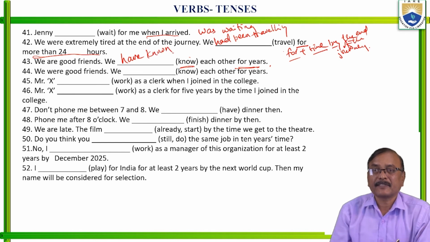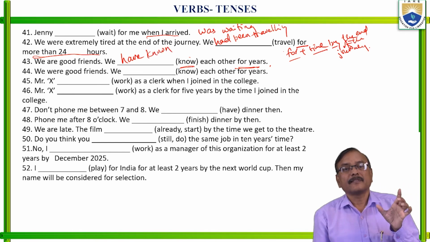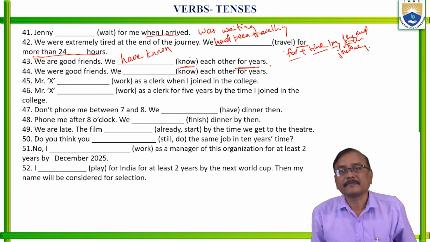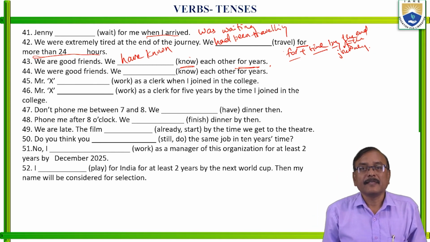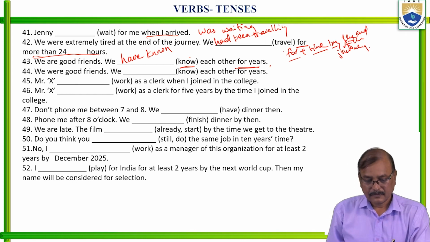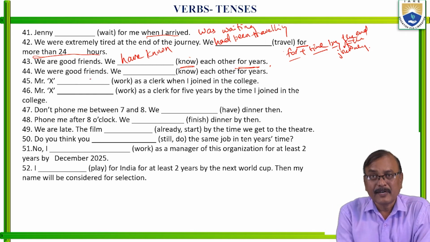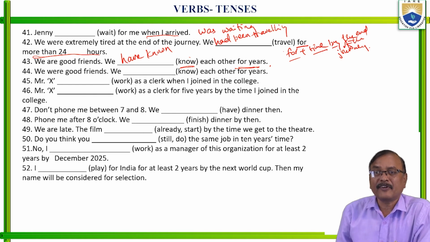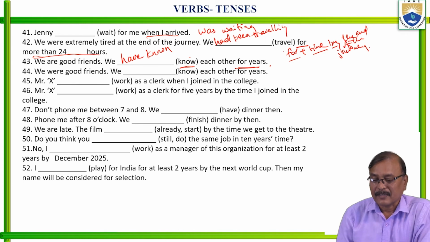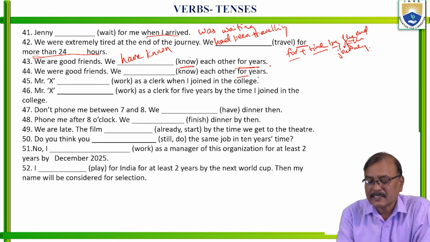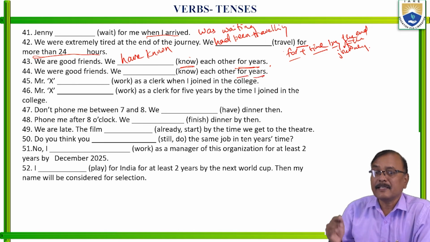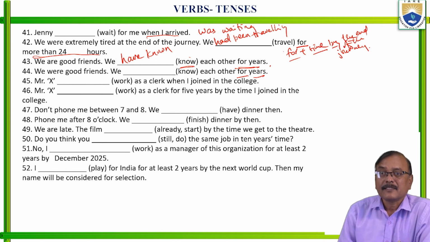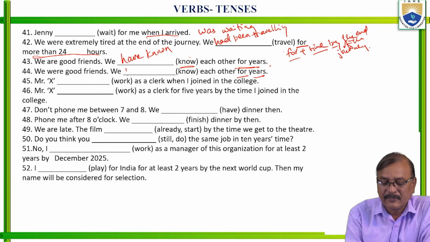Instead of present perfect continuous, just use a simple present perfect. We have known each other for years. Here we were good friends, that is in the past. Why were we good friends? Here also the hint is for plus time only, but it is before past. So don't say we had been knowing. Say here we had known.